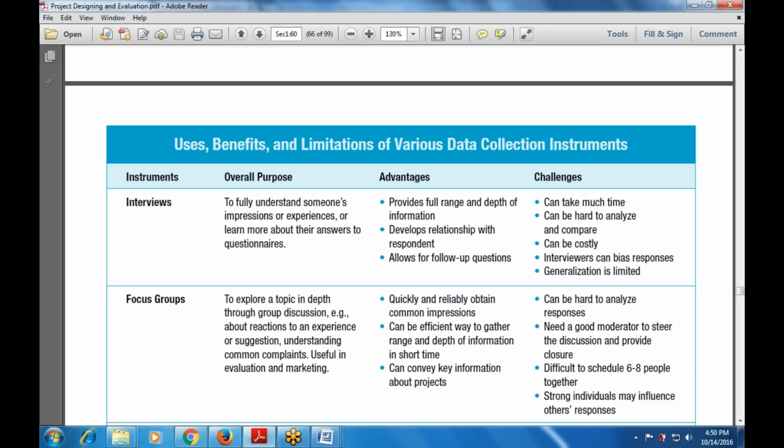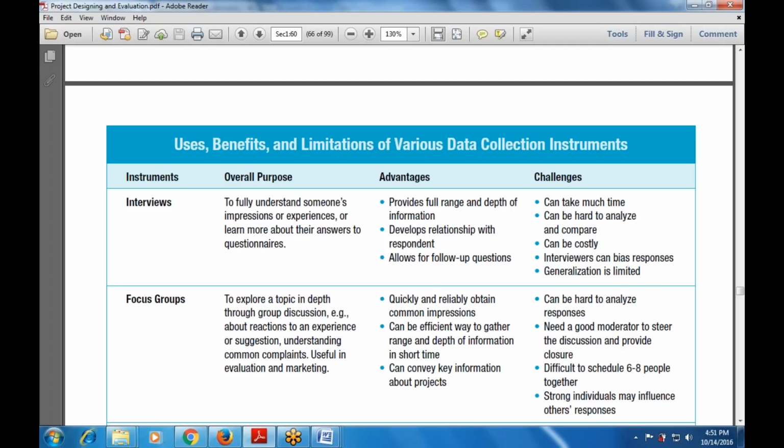Whatever questionnaire they have prepared, the interview is one of the best techniques to judge someone and to fully understand someone's impressions or experiences. What are the various advantages of interviews? They provide the full range and depth of information.